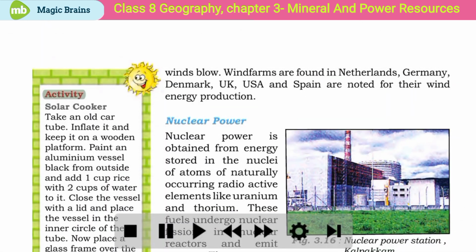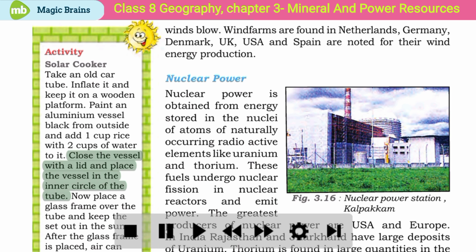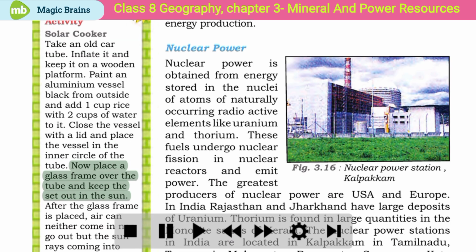On the left side, there is a green color box, which reads Activity. Solar cooker. Take an old car tube, inflate it and keep it on a wooden platform. Paint an aluminium vessel black from outside and add 1 cup rice with 2 cups of water to it. Close the vessel with a lid and place the vessel in the inner circle of the tube. Now place a glass frame over the tube and keep the set out in the sun.